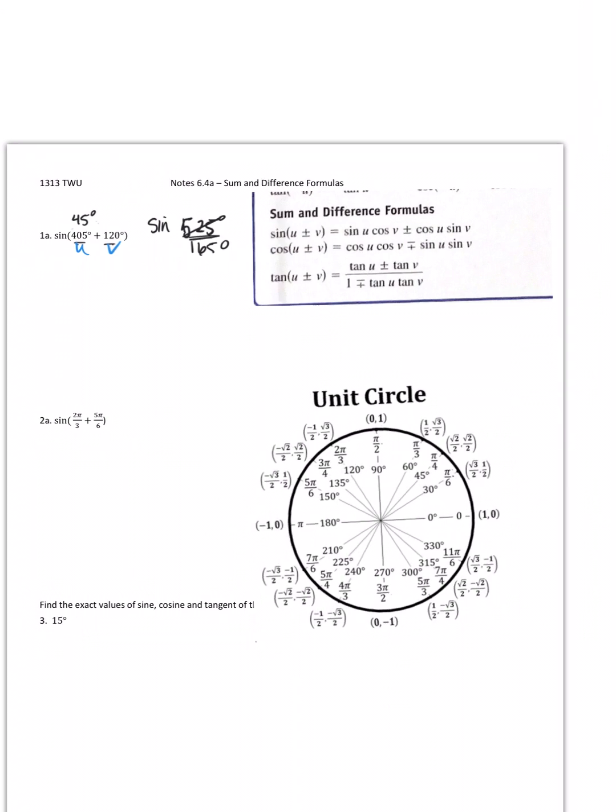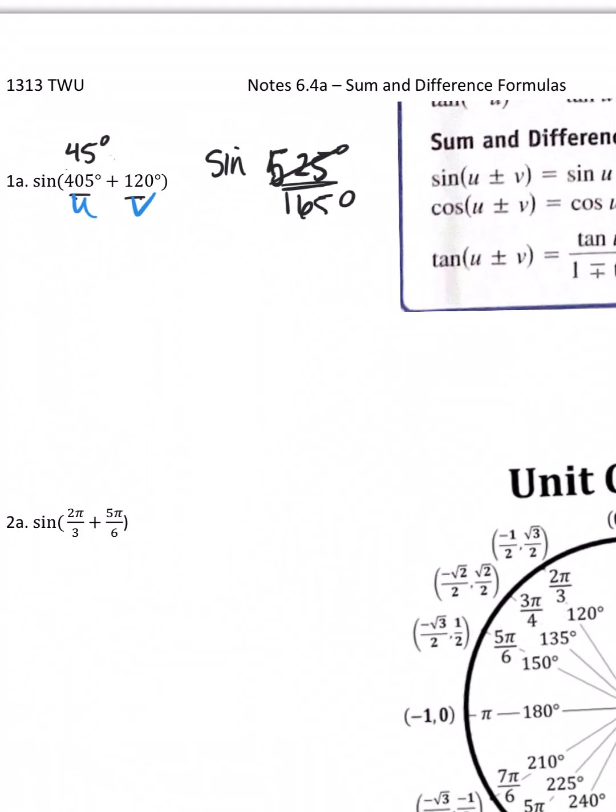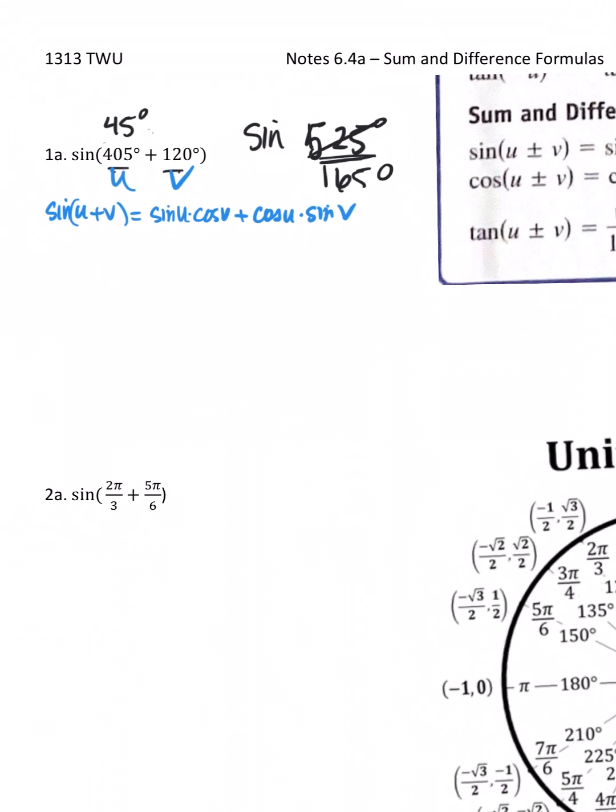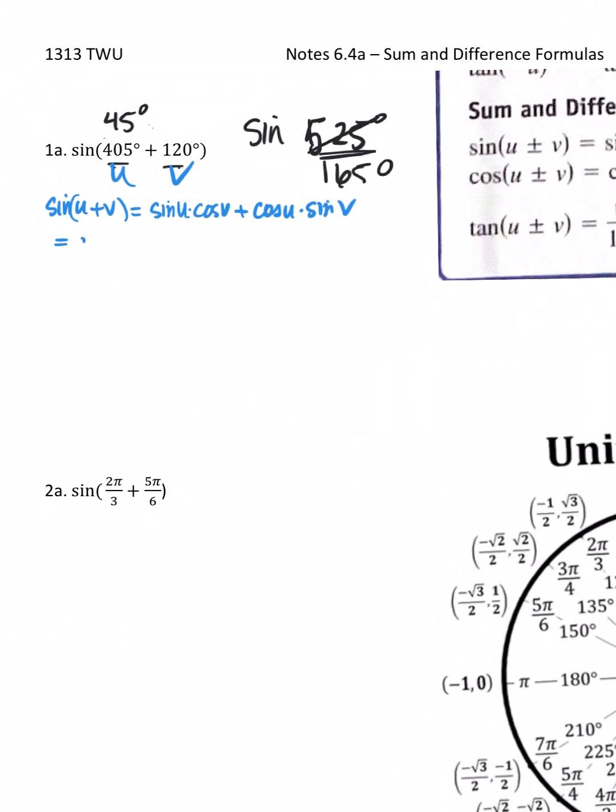Okay? So I'm going to zoom in just for a moment. I'm going to do the sine of u plus v, and the formula says that it's the sine of u times the cosine of v plus the cosine of u times the sine of v. All right, so if I put this in context, I need the sine of 405 times the cosine of 120, plus, and then we do this product, the cosine of 405 times the sine of 120.